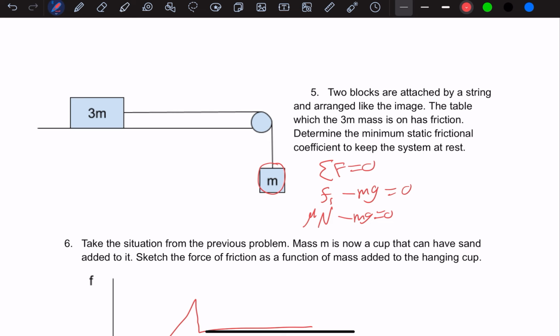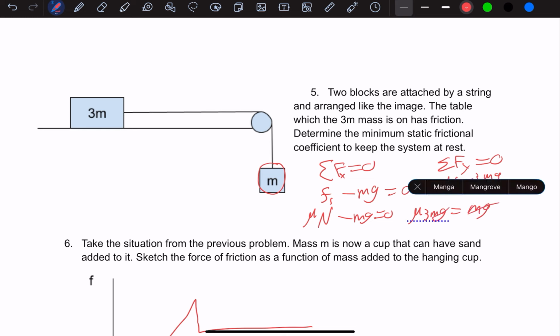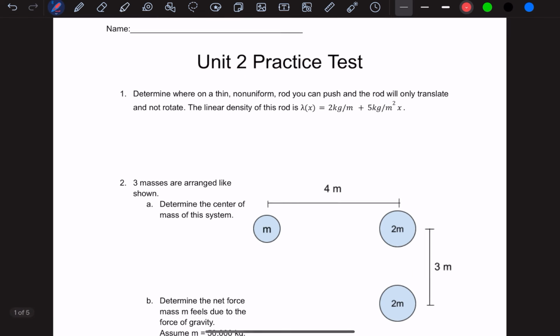What we've got to do is realize that in the other direction, so this was in the x direction, the sum of all forces in the y direction also equals 0, and that would mean that the normal force must equal 3mg. So we substitute that in there. We have mu times 3mg equals mg, so the mg's all cancel. We get mu is equal to 1/3. There you go. All right, this page we did in class, so I'm going to stop there.